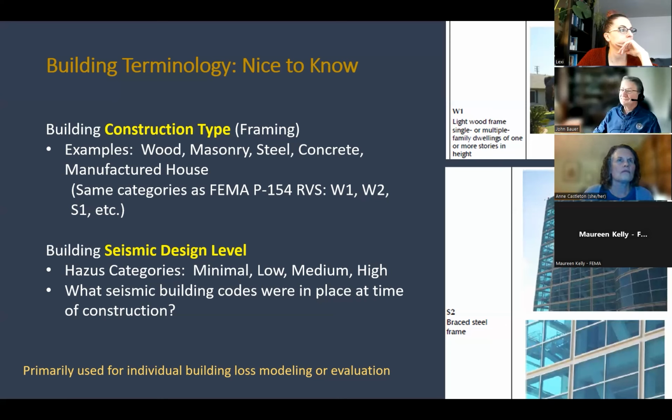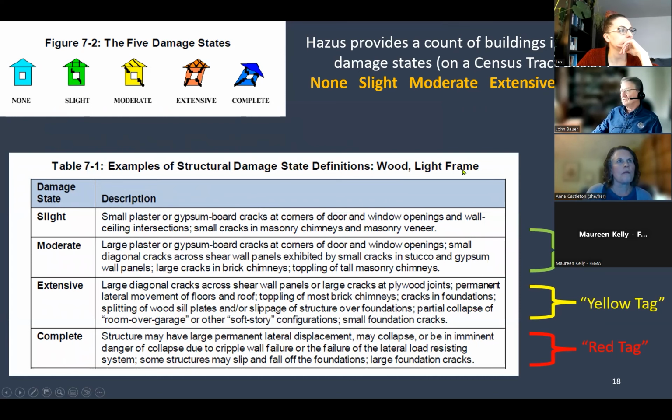Getting a little into the details for the building inspector crowd, this is what comes out of HAZUS: the number of buildings that are in these damaged states. You see the little pictures there trying to diagram what they mean. So that's overall figures. If you really want to get into it, this is for a wood light frame. If you're into building inspection, you will recognize a number of these terms. I'm not going to read them.